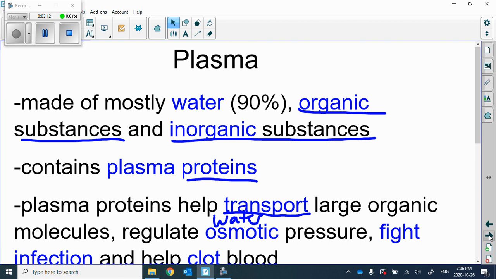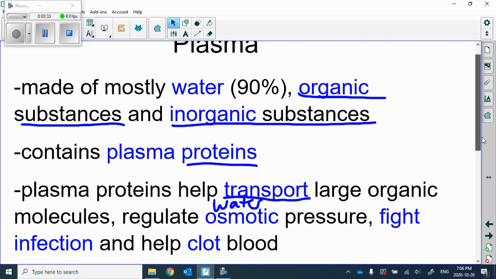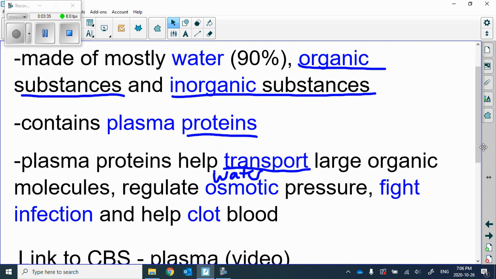So your plasma is made up mostly of water, so about 90% water. It's made of organic substances. So remember, organic in biology means carbon-containing, and inorganic substances. And it also contains proteins in the plasma. And these proteins help to transport large organic molecules around. It helps to regulate osmotic pressure, which is our water pressure. And it helps to fight infection and helps to clot your blood.